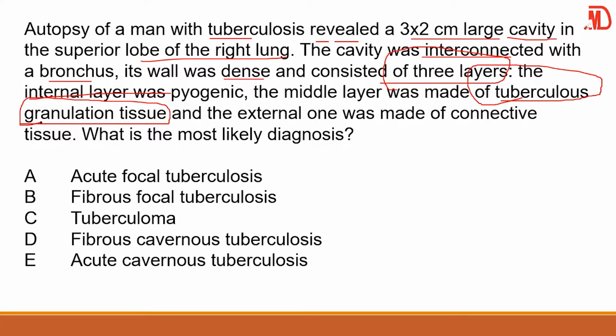And the external one was made of connective tissue. What is the most likely diagnosis? So without wasting time, you definitely know that we are having a case of TB, tuberculosis. Now, based on the description, we have to determine what type of TB it is.